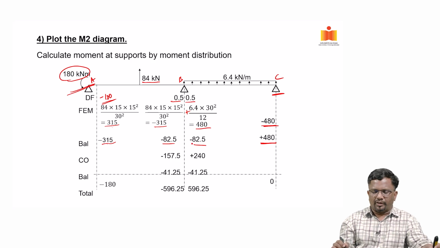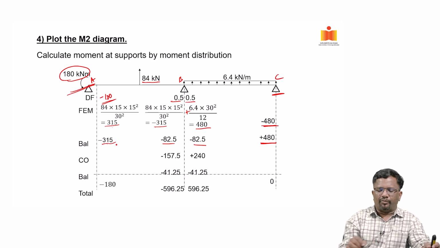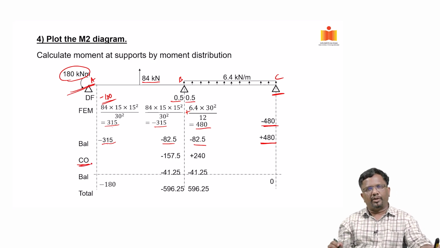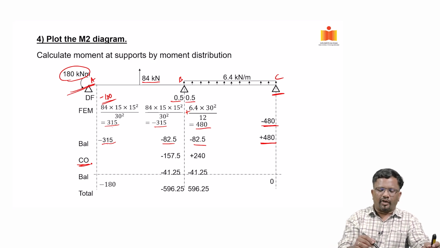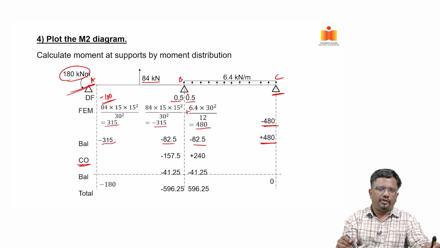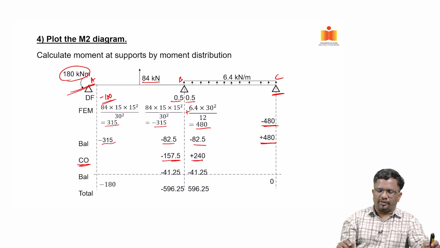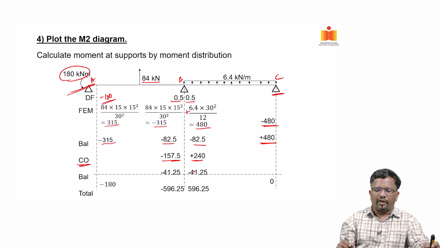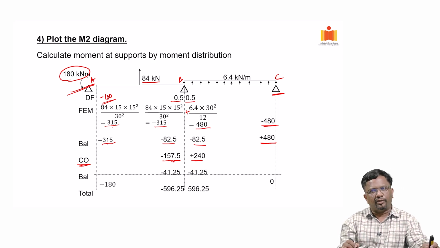Now, we have balanced, and the next step would be to carry over. Carry over moment will be done to the locations where you have a fixed support or continuous support. So, from A I have to carry over to B, BA. Similarly, from C I have to carry over to BC, right. So, how much do I carry over? Half of it: half of 315 is minus 157.5, half of 480 is plus 240.